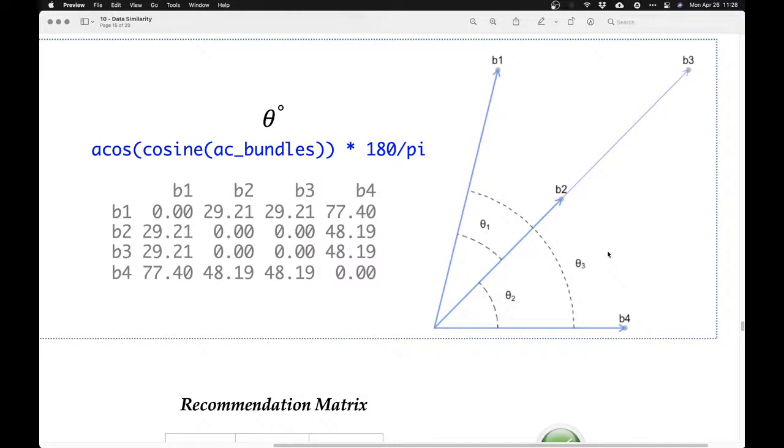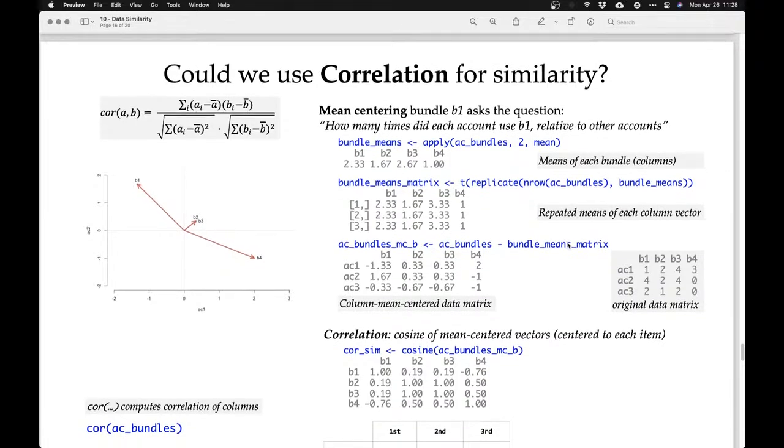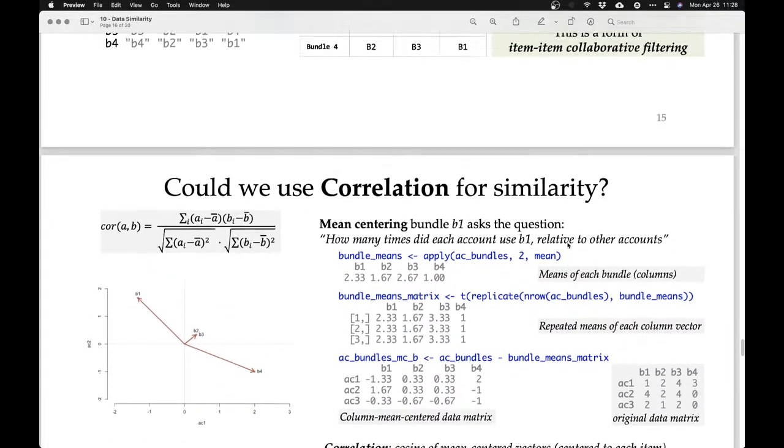Okay. That's interesting. Correlation and cosine have exactly the same properties. 1 to -1. 1 is high agreement. -1 is total disagreement. 0 is independent decisions. Right? Could we use correlation instead of cosine? Could we use correlation for similarity?